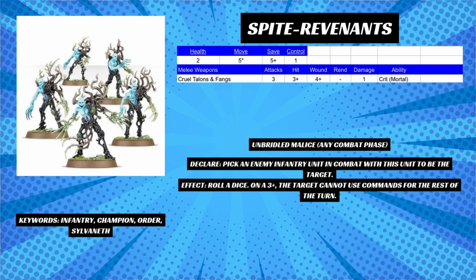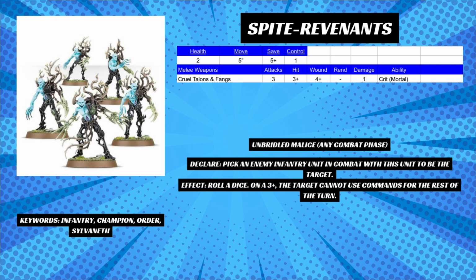And lastly, we have the Spite Revenants. Now, Spite Revenants are the alternate build to the Tree Revenant kit, and you're going to be shown how to build both variations of this kit within the magazine if you pick them all up. Spite Revenants for me are a little bit interesting. They're really cheap points-wise. They have 3 attacks each with crit mortals, so really you are fishing for mortals on them. Anything you can do to get them more attacks or get them rerolls is going to be very well worth it.